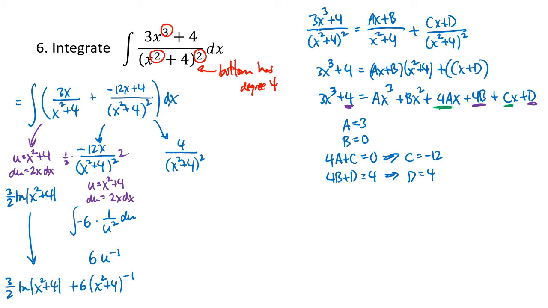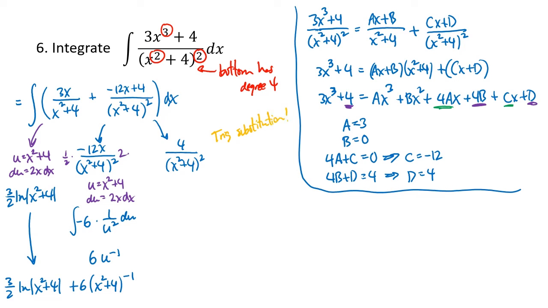And I'm saving the best for last here. All right, what about 4 divided by x squared plus 4 squared? Well, no easy substitution is going to work for us there. So unfortunately, that last one is going to have to be a trig substitution. So that's going to be x equals 2 tan theta, because we've got x squared plus 4. So dx is going to be 2 times secant squared of theta d theta.